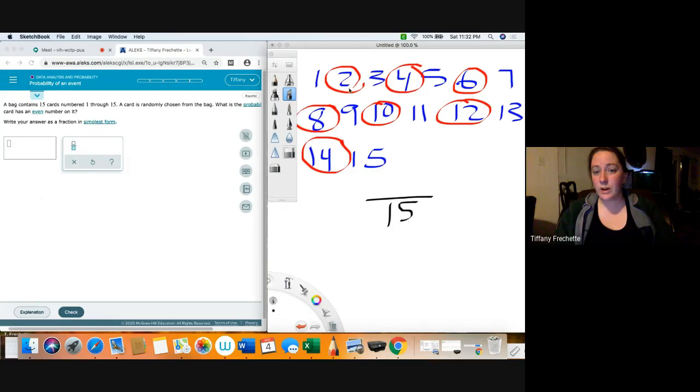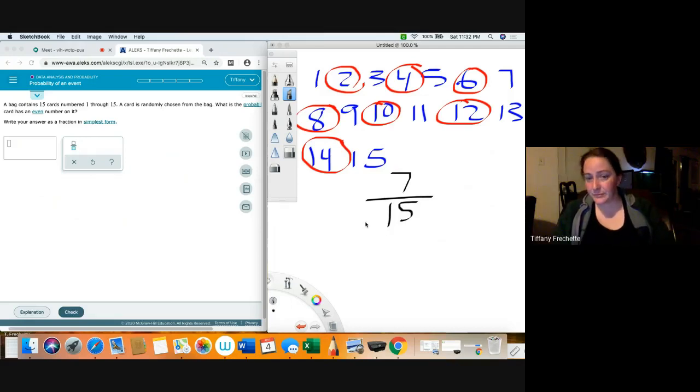But I only want the circled one. So I'm counting: 1, 2, 3, 4, 5, 6, 7. So 7 of them are even, which means, 1, 2, 3, 4, 5, 6, 7, 8 of them are odd, which works out.